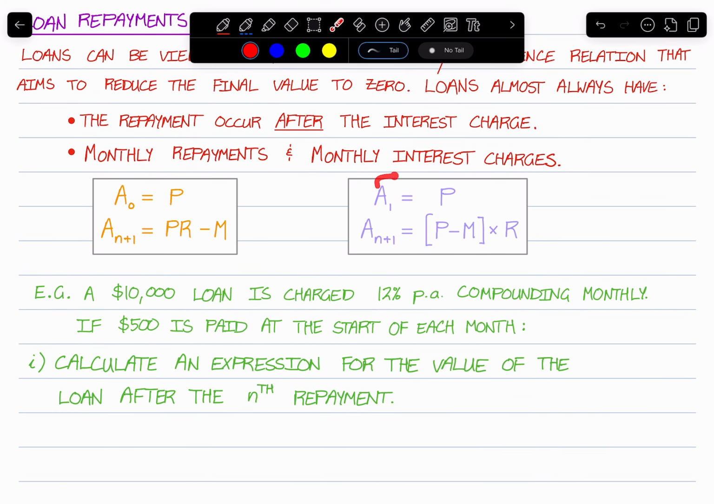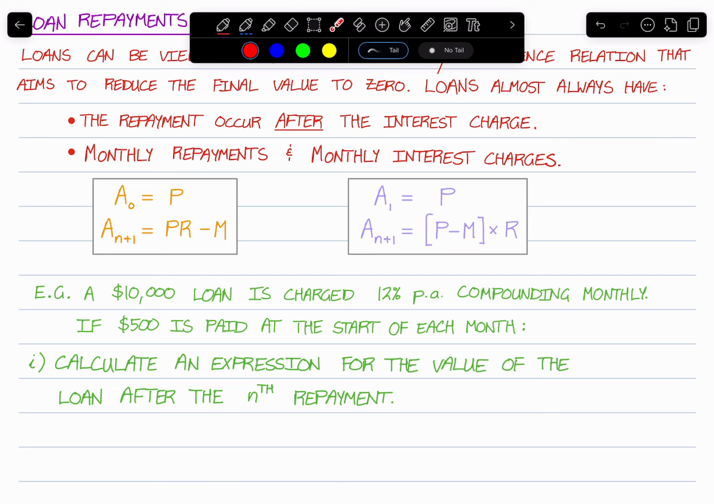So we would actually rarely ever have something like this, where M, being the deposit or the repayment, occurs before the interest rate charge. So this isn't what we would normally see. We would actually normally see P times R, that's the increase, followed by the repayment. So it'll almost always follow this type of recurrence relation.